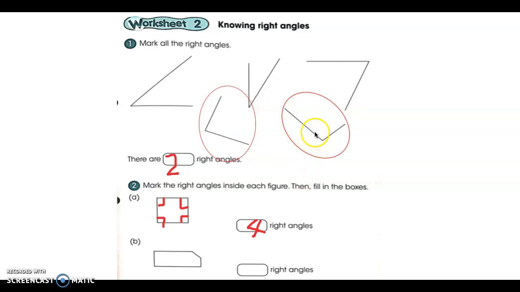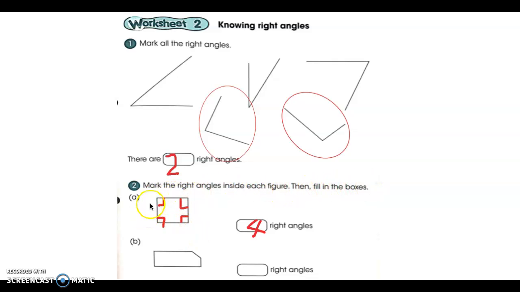So this line hits this line perpendicularly, just straight. This line hit this line perpendicularly, so that square just come over the line. Same surface. That means the surface of that square should lie along these lines exactly. So how many right angles we have? 2, right? Now mark the right angles inside each figure, then fill in the boxes.